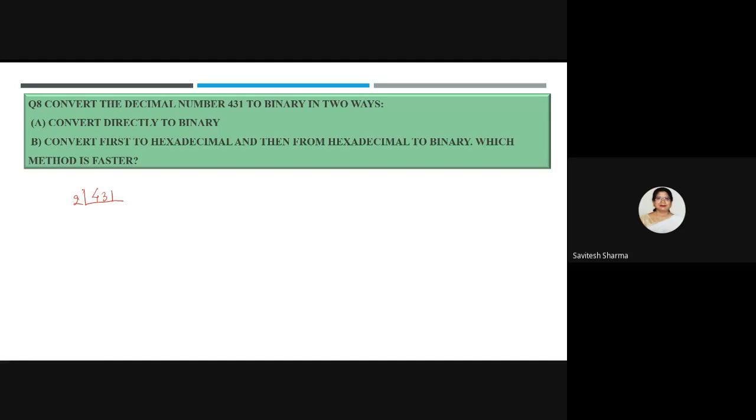Whenever you are doing this conversion, please write the remainder. Don't start writing from the first. Suppose you are writing 431 here, so you will first divide 431 by 2. The quotient is 215. If the 215 quotient is there and your remainder is 1, you will start writing 1 from here. Don't start writing 1 from here, otherwise you will make a mistake. I found some students made this mistake.